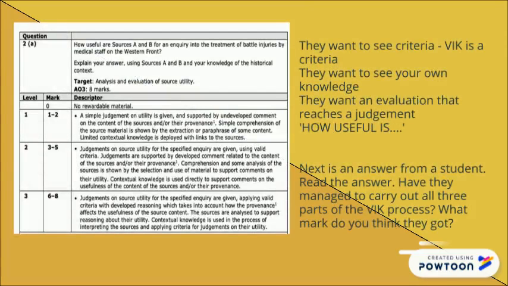So they want to see criteria. VIC is a criteria. They want to see your own knowledge, and they want an evaluation that reaches the judgment, how useful is. Next is an answer from a student. Read the answer. Have they managed to carry out all three parts of the VIC process? What mark do you think they got?